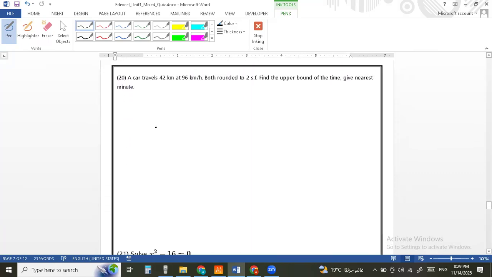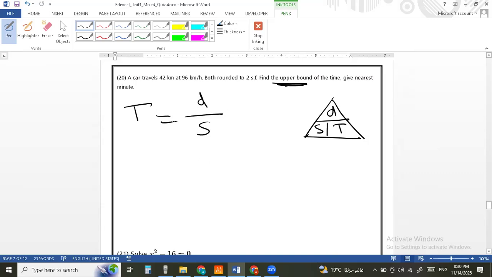A car travels 42 kilometers at 96 kilometers per hour, both rounded to two significant figures. Find the upper bound, okay, mister, of what? Of the time. So I need the formula for time. Remember the triangle? You even say that you take this in physics? Yes, to find the distance, you multiply the speed by the time, right? So here, I want to find the time. So I'm going to need distance over speed.